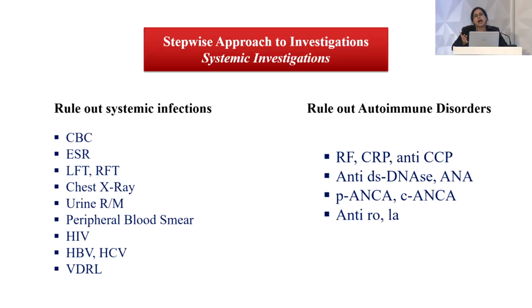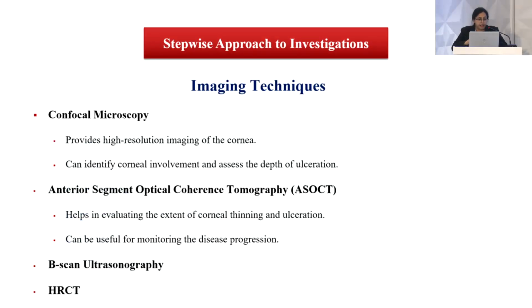Then as you narrow the differentials, if you haven't still identified the underlying cause, you become more specific based on your history and examinations as well. Imaging techniques are a useful adjunct. Confocal microscopy provides high resolution imaging of the cornea and can identify corneal involvement and assess the depth of ulceration. Anterior segment optical coherence tomography again helps in evaluating the extent of corneal thinning and ulceration.